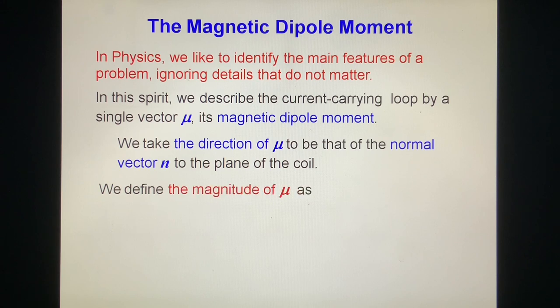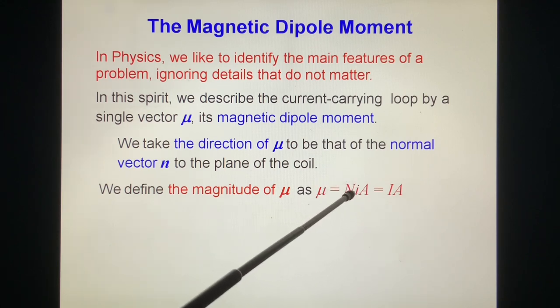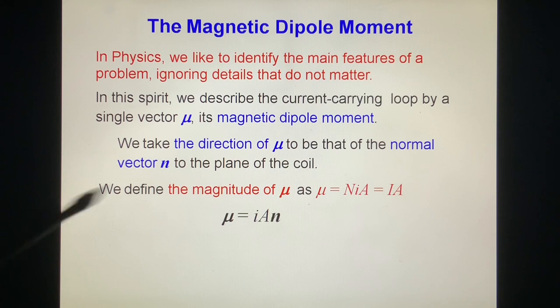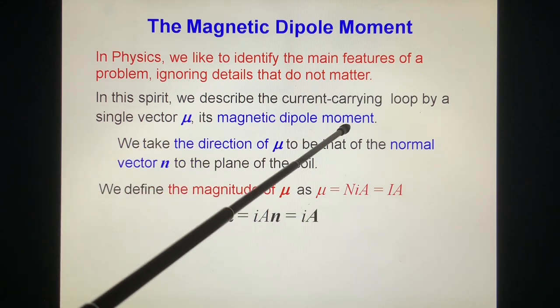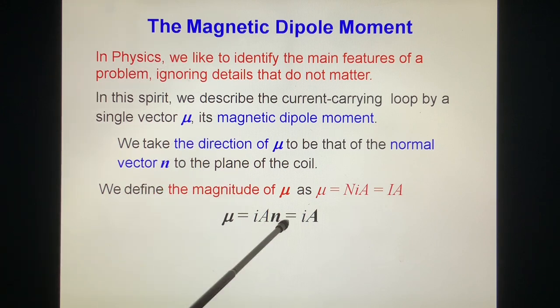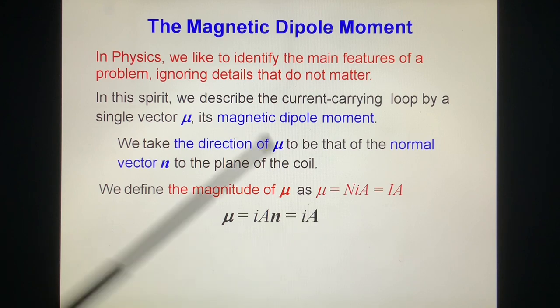We define the magnetic dipole moment mu as mu equal to N I A. N is the turn number, I is the current in one turn. So N I, we put it together, is the total I. I A is the magnitude, and the direction is the direction of A. So we write this mu, the magnetic dipole moment of a current-carrying loop, is N I A.